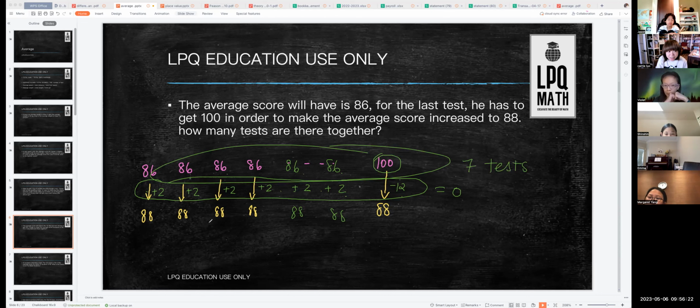Okay, everybody, so that is the way. Okay, yeah, Valid, you can do it the other way around. Very good. So Valid said, I don't know how many tests there are, but I can name it x, right? So if the average of each of them is 86, the total score before the last 100 should be 86x. Don't you agree with me, everybody? Correct? Okay, so I add the last one, and then I divide by 7 and it should be 88. So basically, it is 88 times 7 minus 100, divided by 86.